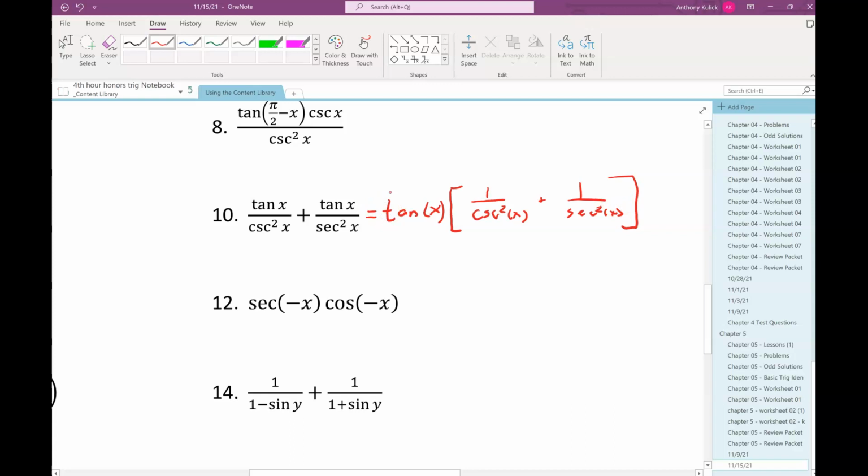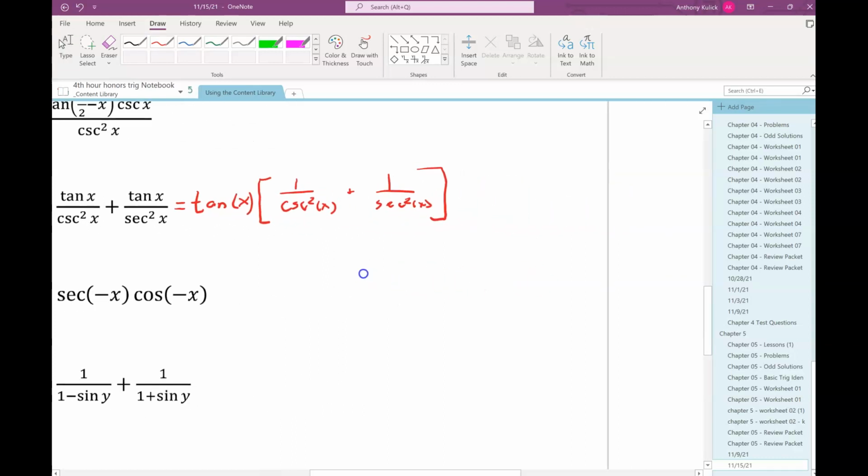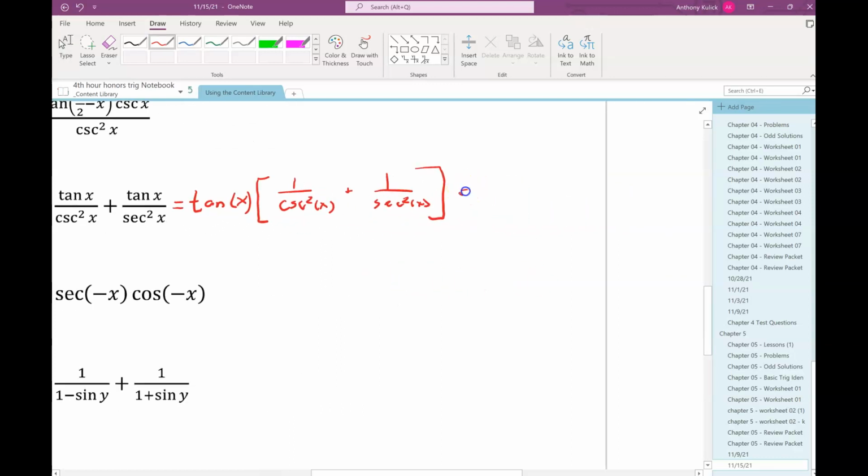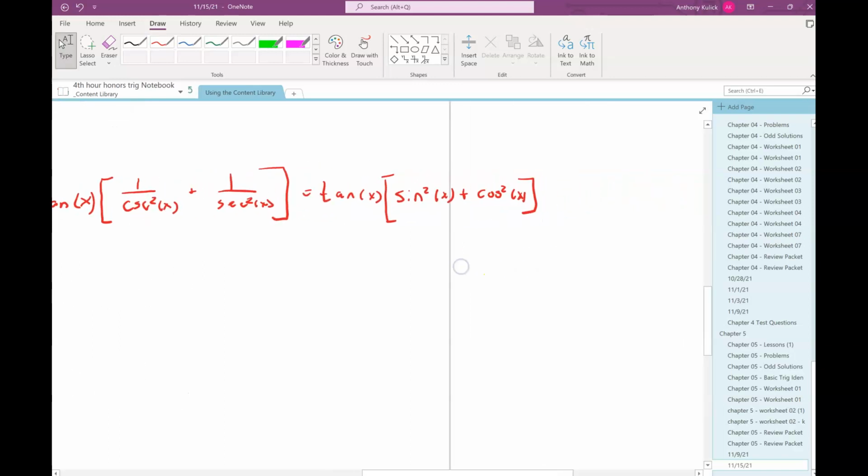So far, so good? Now, again, you could make a common denominator here. I'm not going to do that. I'm going to use identities here. I'm going to rewrite 1/cosecant squared as sine squared, and 1/secant squared as cosine squared. Because that gets me to sine squared plus cosine squared, which I know is equal to 1.